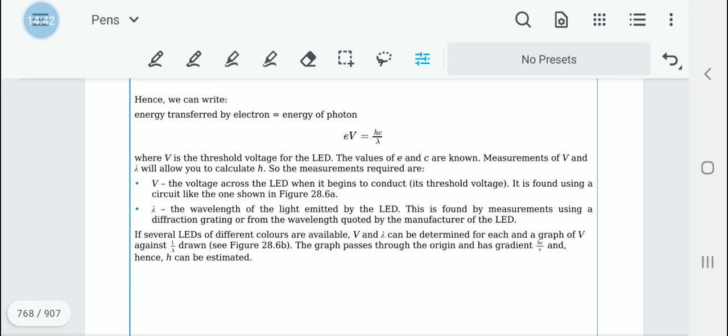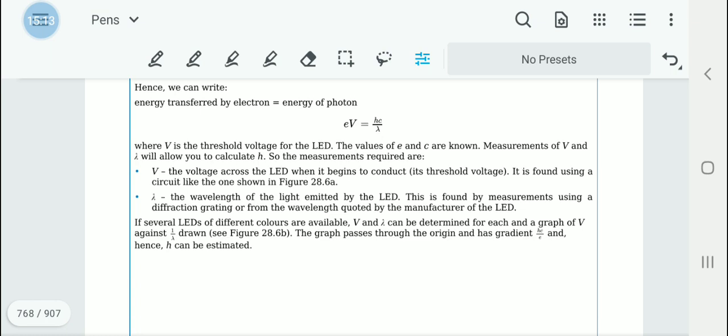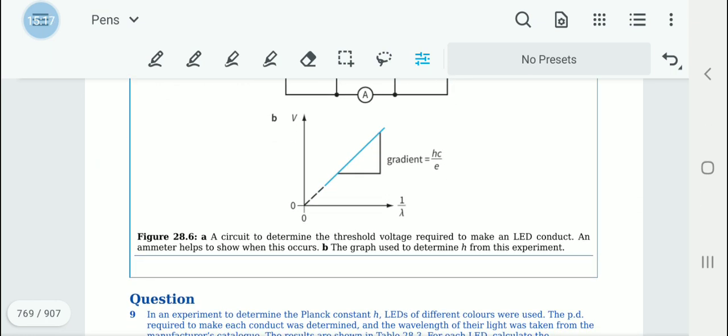When these values are obtained for LEDs of different colors, and if the graph of V against 1 upon lambda is drawn, the graph would pass through the origin and would have a gradient hc upon e, which can be used to figure out h.